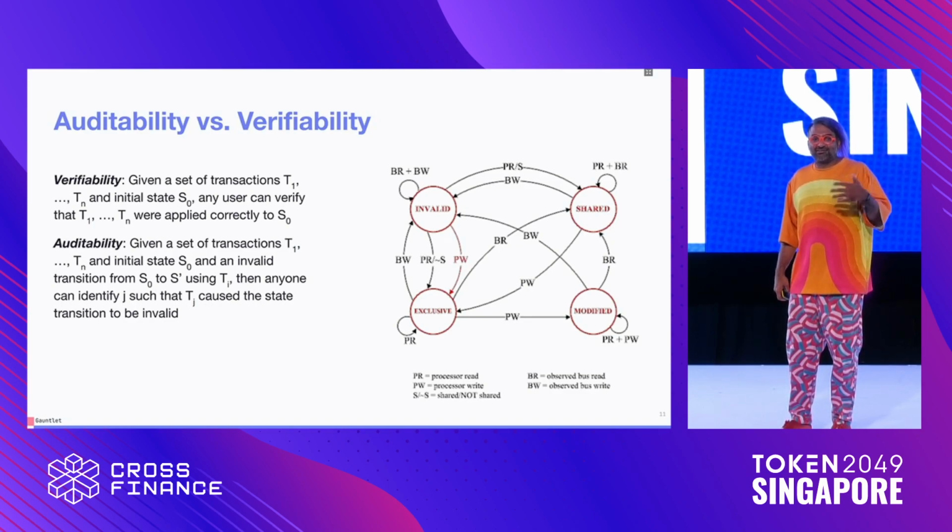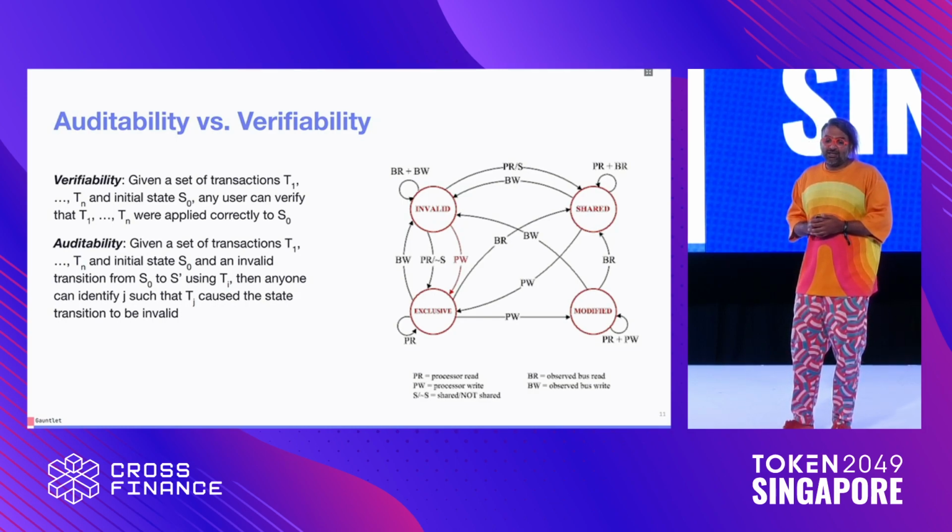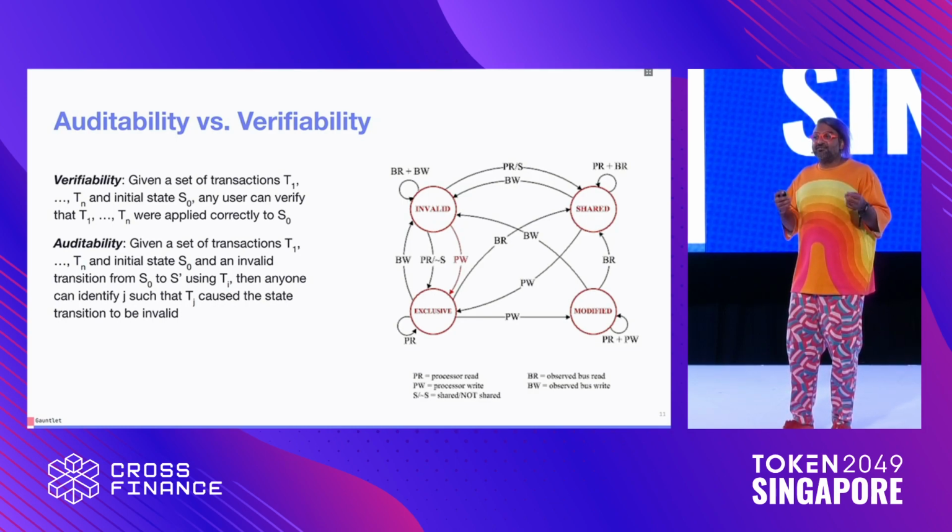Again, this is just more to give some formalism to this, which is verifiability is any user can validate that a state transition that took place was correctly executed. I have an initial state, I have a final state, the transaction that took me from one to the other, anyone can validate. Auditability says if it is an invalid state transition, can I figure out where it's invalid or why it's invalid, which is a stronger property.